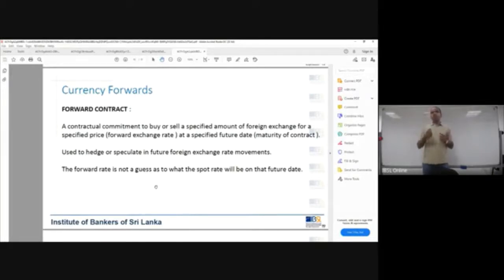Now, rather than being exposed to the volatility of the price, you can try and fix the price. That is done through a forward exchange contract, right? So for example, if you book a 1-year forward rate, we'll do an example, then you will understand.